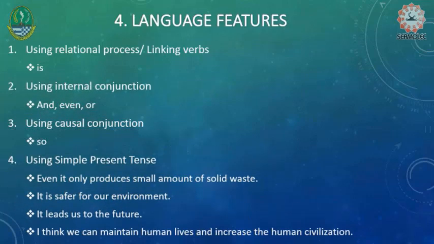And of course, the last thing, we use the simple present tense. You see, here is the simple present tense. "Even it only produces small amounts of solid waste." Have a look. The subject of the sentence is "it," and then it is followed by the simple present tense. And then the second one, "It is safer for our environment." The subject is "it," and the auxiliary verb is "is." So it is in the simple present tense. Third sentence, "It leads us to the future." And then the last one, "I think we can maintain human lives and increase human civilization."